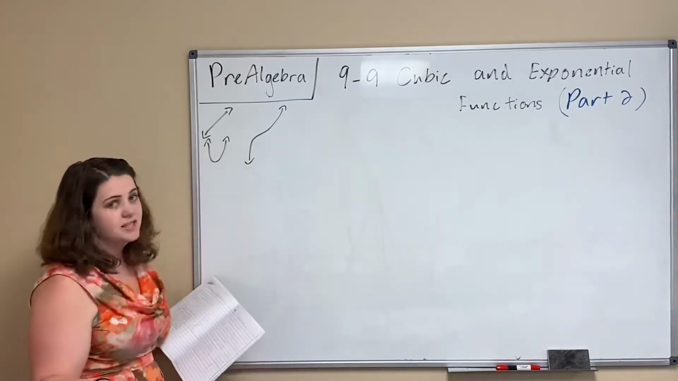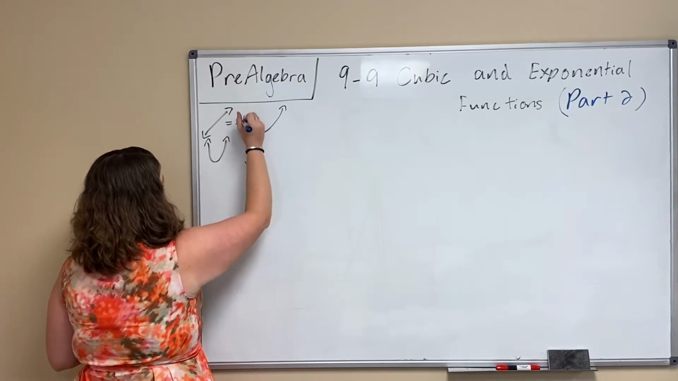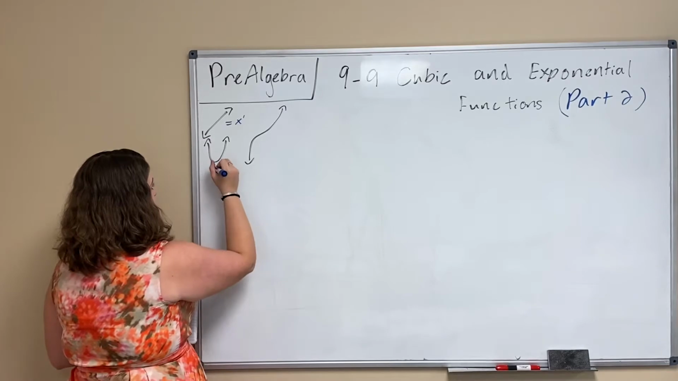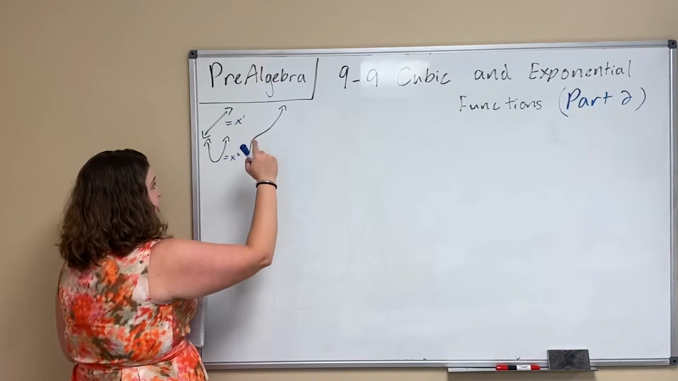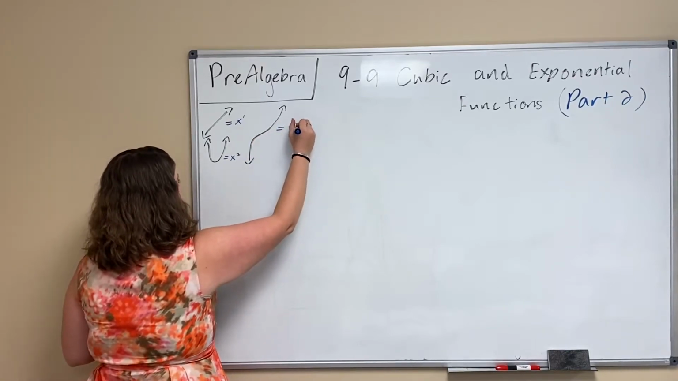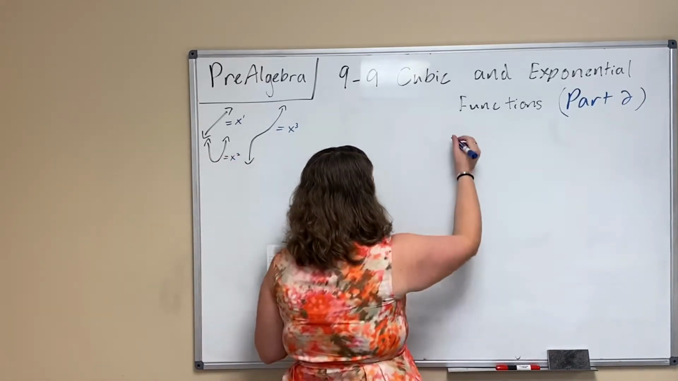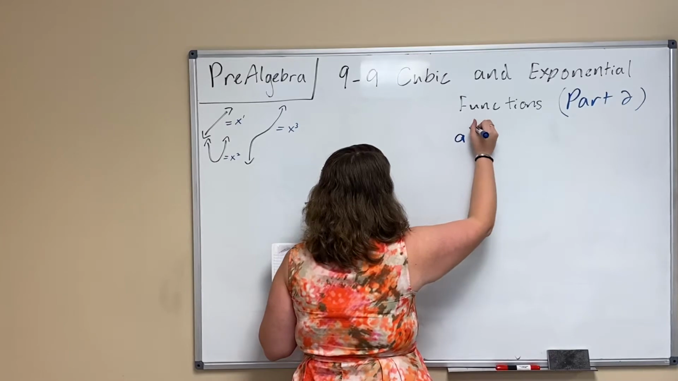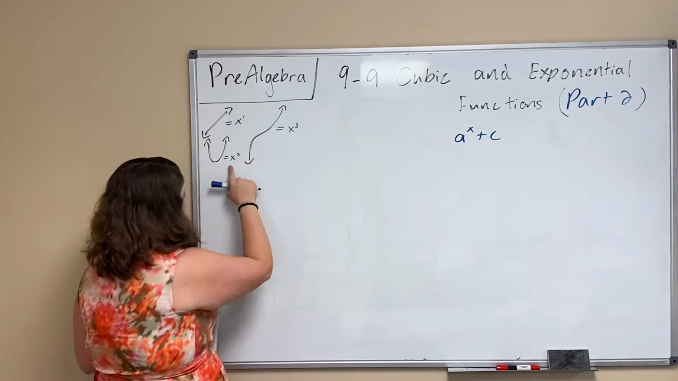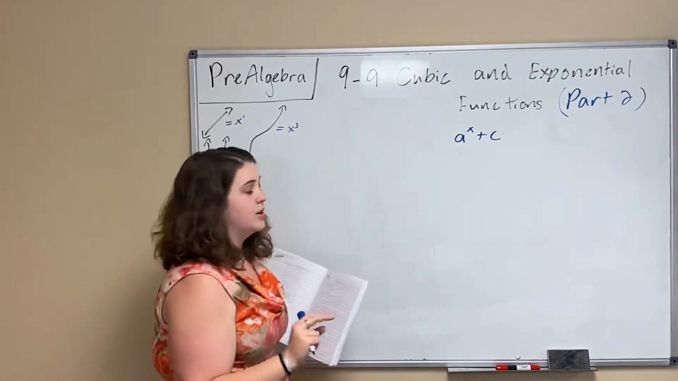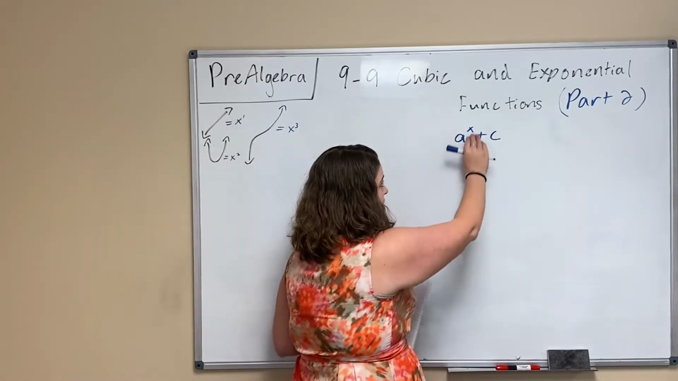So, like I said, we have linear functions, and their biggest term is going to be an x to the first. Quadratics are going to be an x squared. Cubics are going to be an x to the third. Exponential functions are actually going to look more like this: a to the x plus c. So instead of being x raised to a power, a number, 1, 2, or 3, we're going to have a number raised to x.